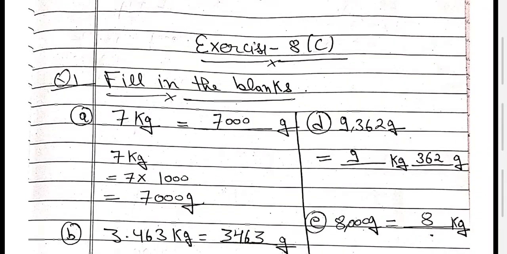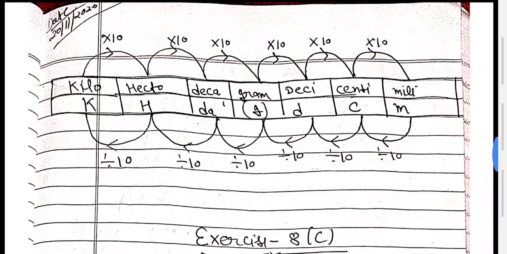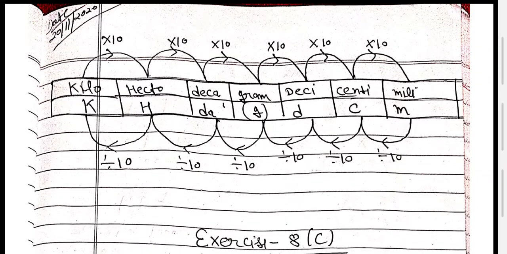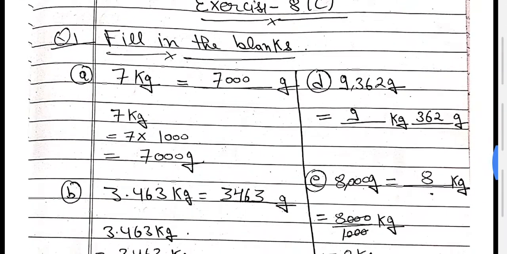Now exercise 8c, you have 7 kg and you have to convert it into gram. Just see here, kilo, you have to convert into gram. How many steps do you move? 1 step, 2 step, 3 step. So you multiply by 1000, 3 zeros are there. So it becomes 7000 gram.